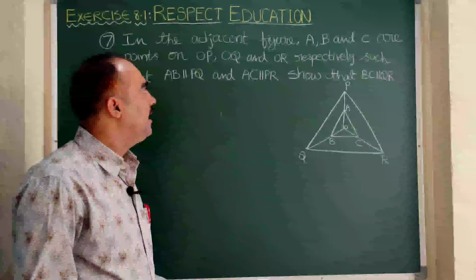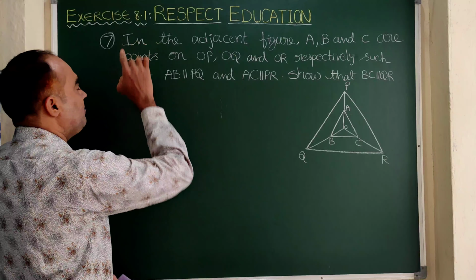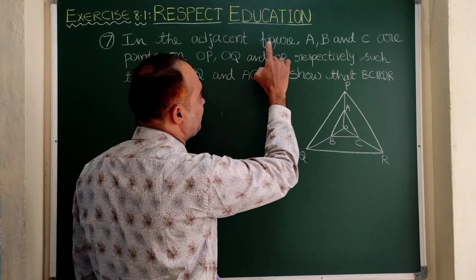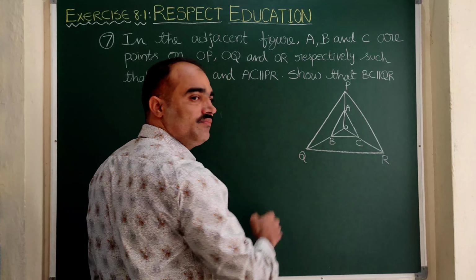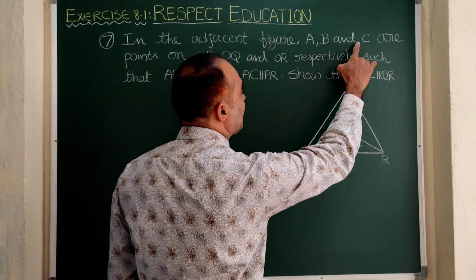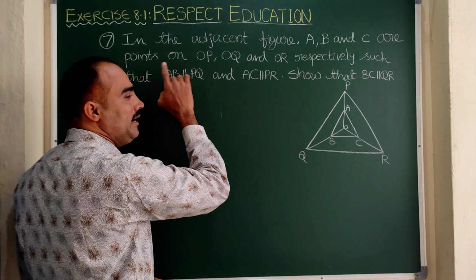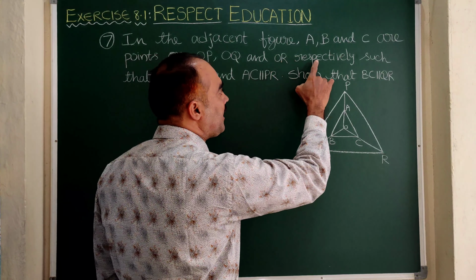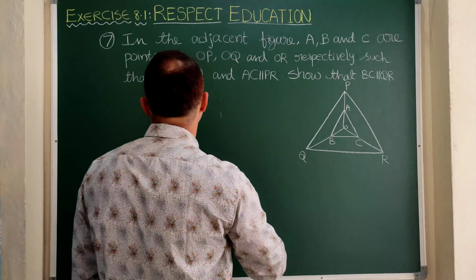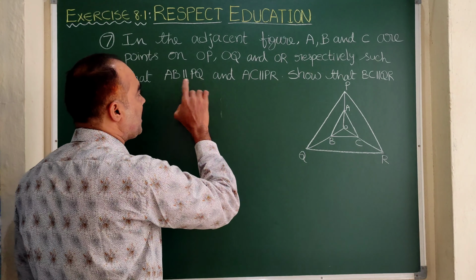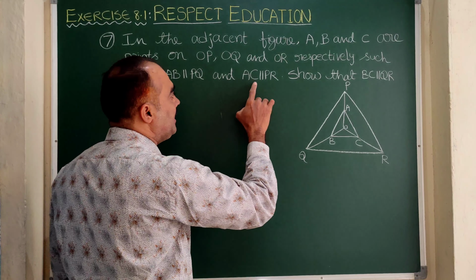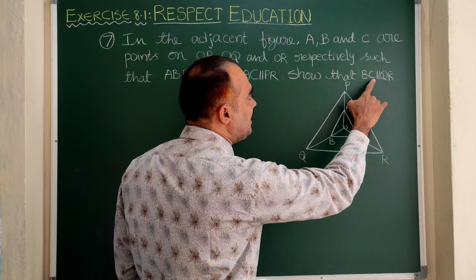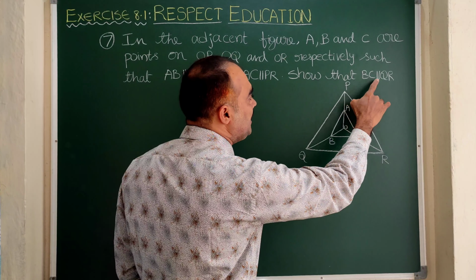Now we see exercise 8.1 question number 7. In the adjacent figure, this is the given figure. A, B and C are points on OP, OQ and OR respectively, such that AB is parallel to PQ and AC is parallel to PR. Show that BC is parallel to QR.